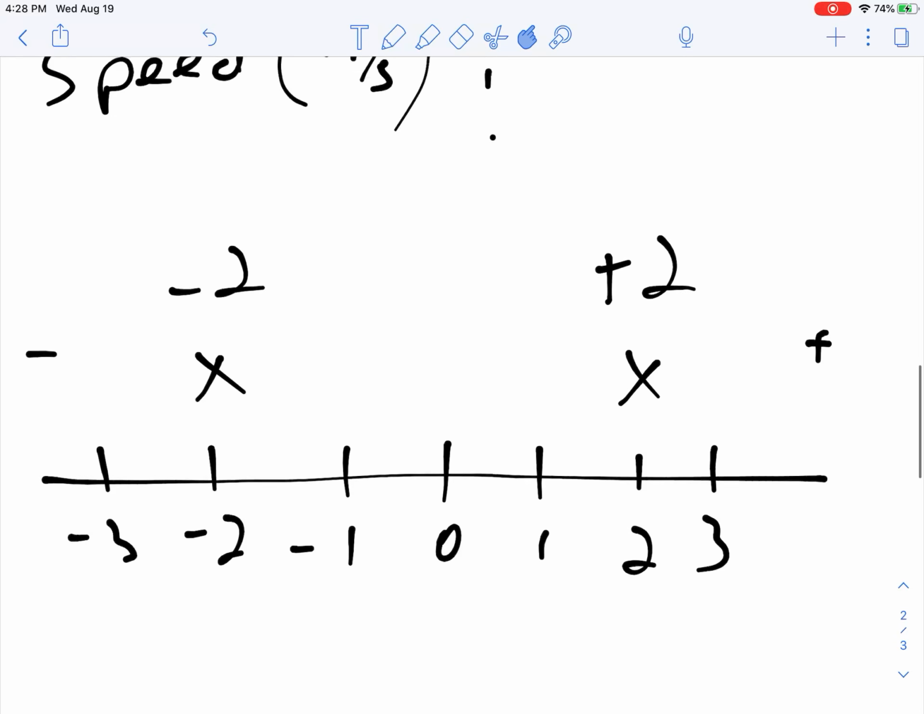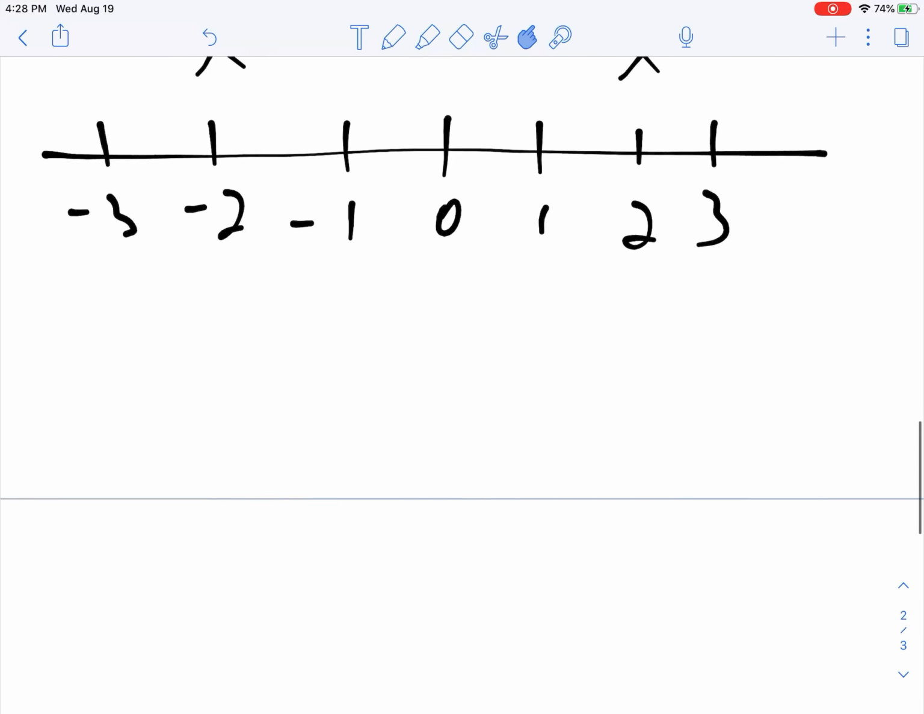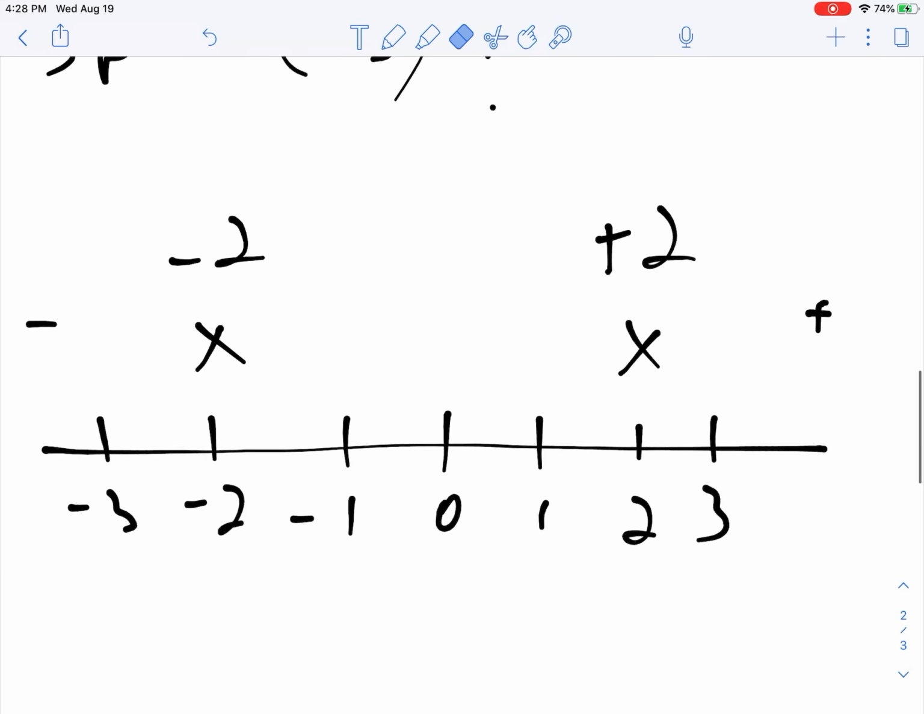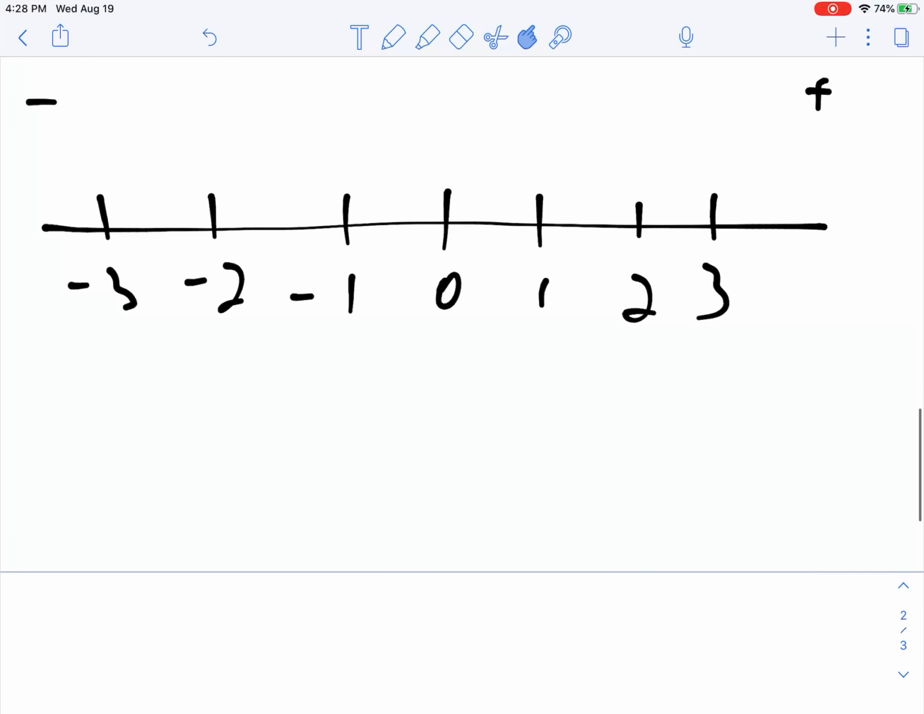Okay, the next one I want to talk about is displacement. I want to talk about this one right now, okay? So displacement. Going back to our number line, erase this and this. Erase these two things, erase this. There's my number line. Displacement. And I'll write down here below it.